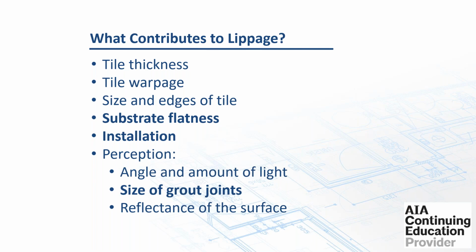Substrate flatness or substrate tolerance is critically important. You need to meet the industry standards. They're there for a reason. Type of installation, unfortunately: if you mix your mud too wet or too stiff, those tiles are not going to get laid down the same. And just perception. You could have a wall wash in a bathroom where the angle and the amount of light going down the wall is going to highlight every irregular joint in it. The size of the grout joints. Again, if you have different types of tiles in a pattern, you might have variances in the grout joint even. And the reflectance of the surface. The glossier it is, the more it typically shows this.